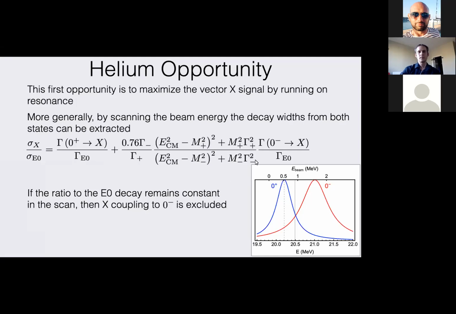Whereas I'd have another piece that's sensitive to the ratio of decay widths from the 0 minus to the E naught state, which depends very much on where I am on the two different Breit-Wigners. And so as you were to scan in energy in this experiment in the helium case, you could be able to pick out couplings to both of these states if they exist, or to show that the couplings are only to either the 0 minus or the 0 plus.